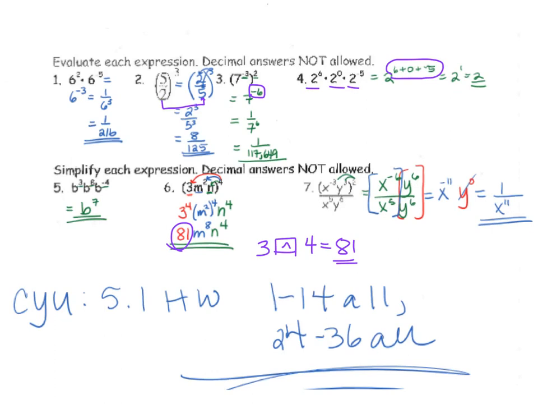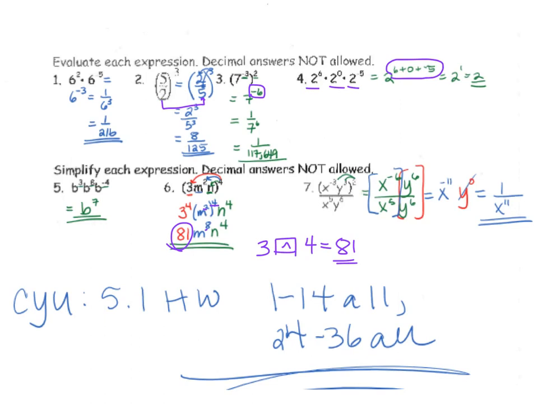M squared to the 8th power, or m squared to the 4th power, that's power of a power again. We multiplied to get 8. And then n to the 4th power, nothing changed there after we distributed the exponent in. Our final answer was 81, m to the 8th, n to the 4th. And then that last one, number 7.